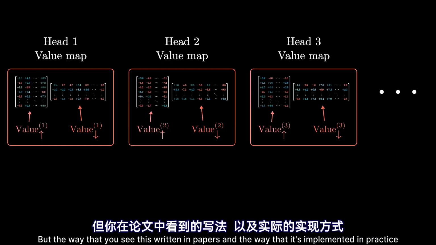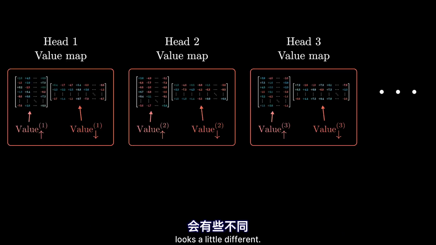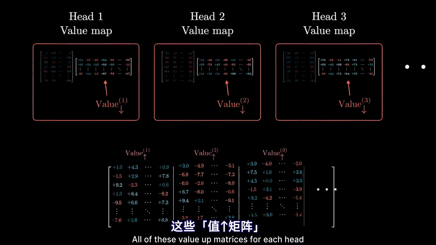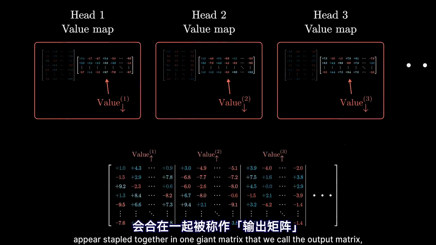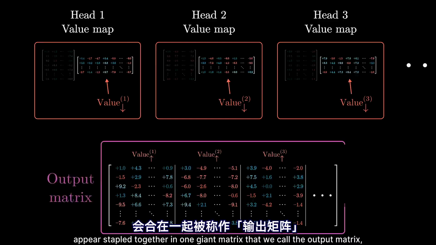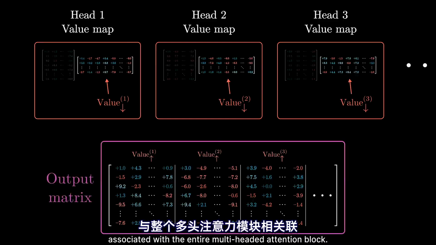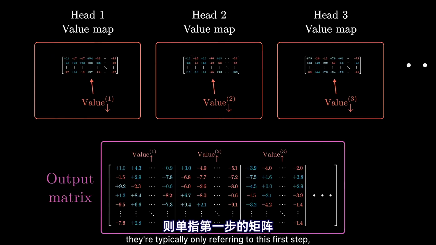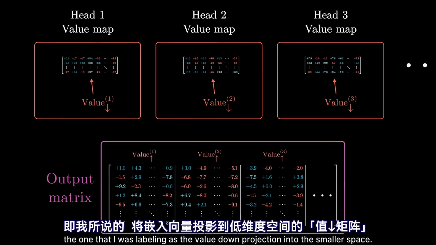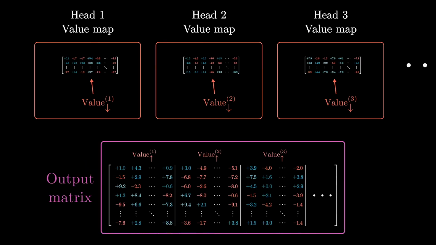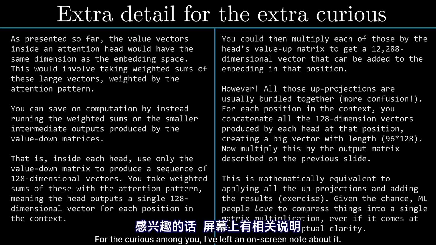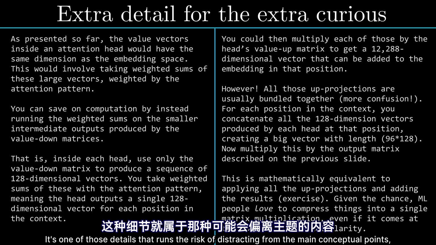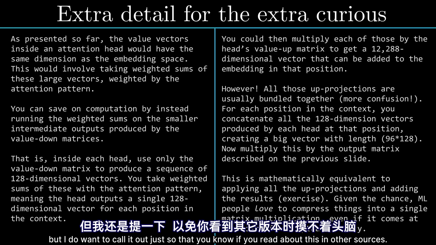But the way that you see this written in papers and the way that it's implemented in practice looks a little different. All of these value up matrices for each head appear stapled together in one giant matrix that we call the output matrix, associated with the entire multi-headed attention block. And when you see people refer to the value matrix for a given attention head, they're typically only referring to this first step, the one that I was labeling as the value down projection into the smaller space. For the curious among you, I've left an on-screen note about it. It's one of those details that runs the risk of distracting from the main conceptual points, but I do want to call it out just so that you know if you read about this in other sources.